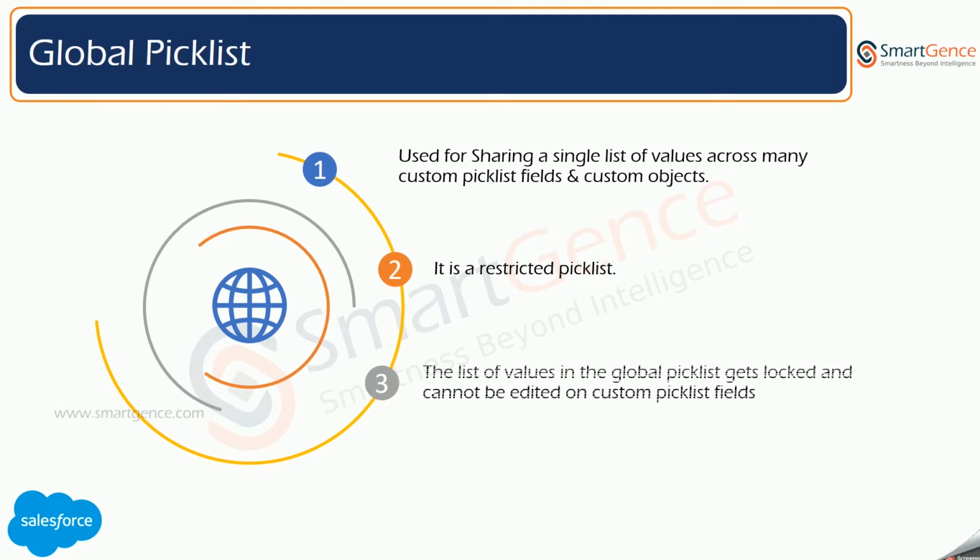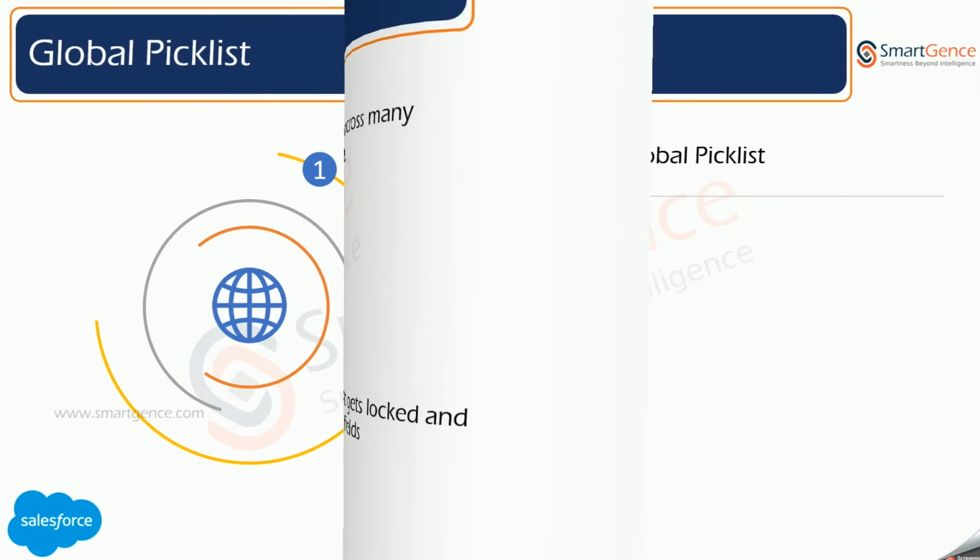So it is a restricted picklist and it would not allow values outside the defined values to be loaded into the system. And the list of values in the global picklist would get locked and cannot be edited at the custom picklist field. So if you want to edit something in the picklist values, we have to edit at the global picklist value level, so it would be reflected wherever it is being referred.